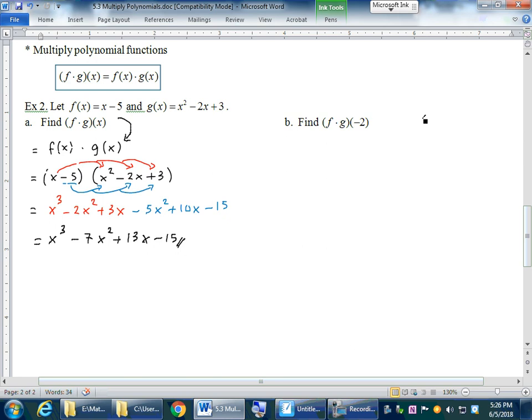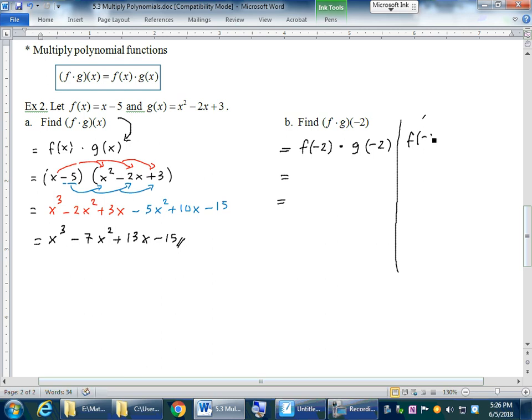So example B, we evaluate at a specific input value now. So this means f times g of negative 2, right? The f function evaluating at negative 2 times the g function evaluating at negative 2. So therefore, first we need to evaluate each function and then multiply the function values together.